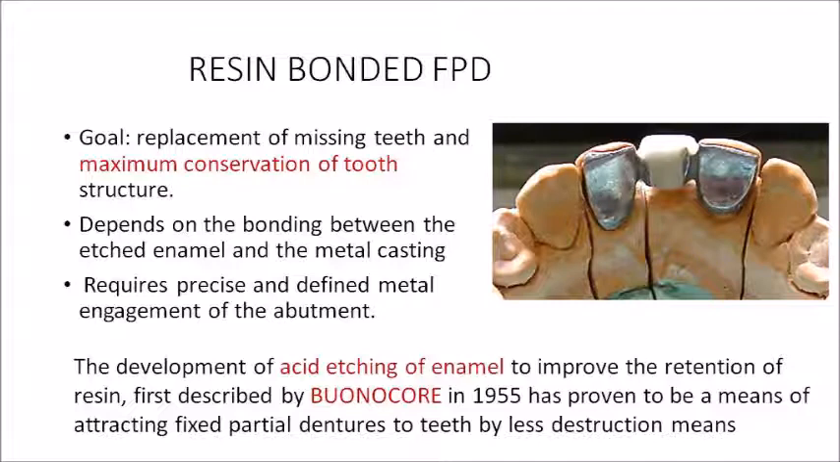The preparation is only on the enamel because we are using resin cement for bonding, and bonding to enamel is best. So the preparation is limited to the enamel. The durability of such a restoration depends on the bonding between the etched enamel and the metal casting. The development of acid etching of enamel to improve the retention of resin, which was described by Buonocore, led to the discovery of such a restoration.